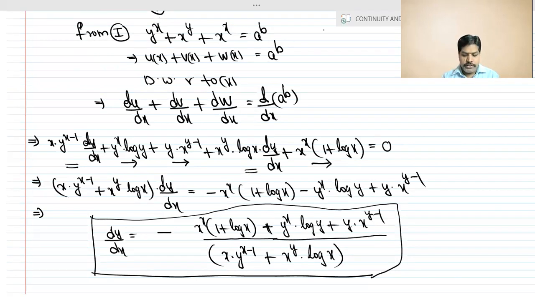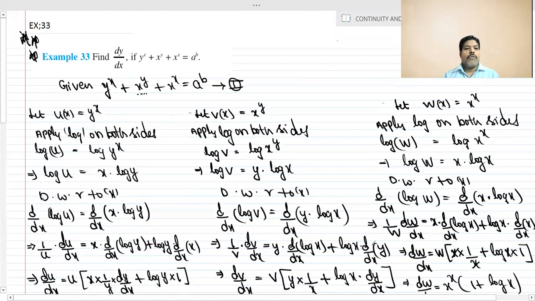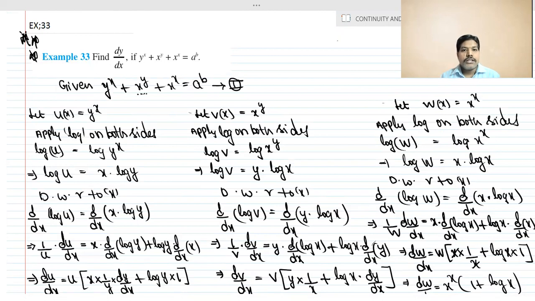See that question, students. What we did is a very important question. They have given this question a number of times. So see that once again. y power x plus x power y plus x power x is equal to a power b. So total three functions are there. We take the three functions as u, v, and w. The process is the same for the three.